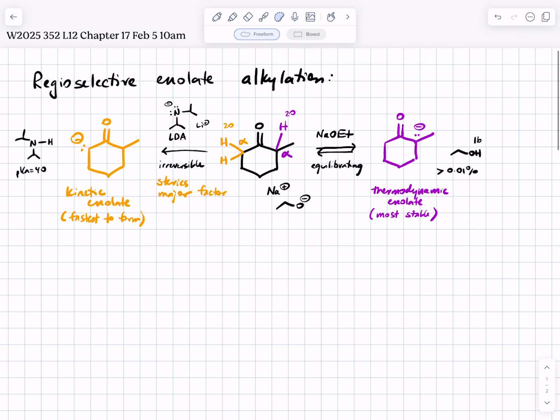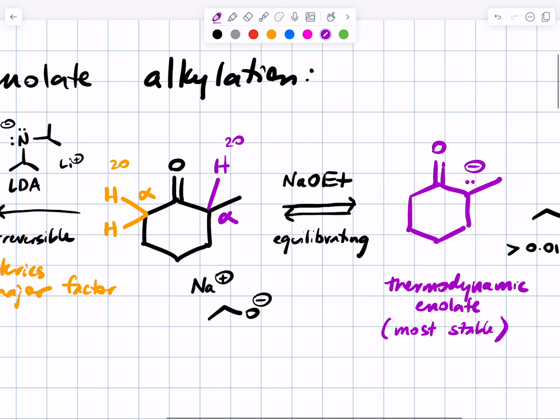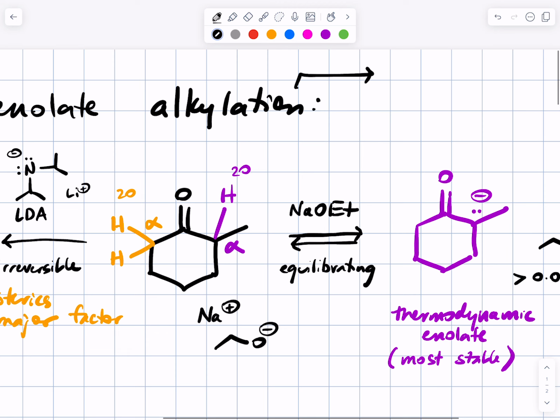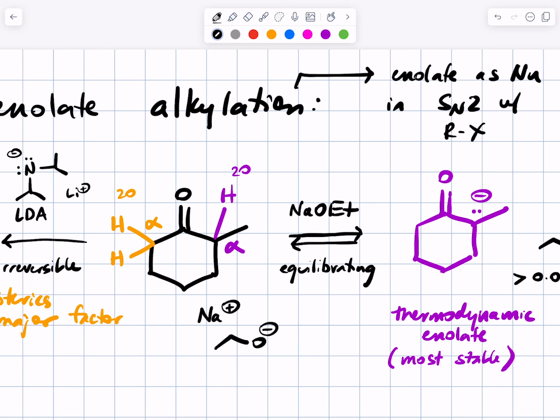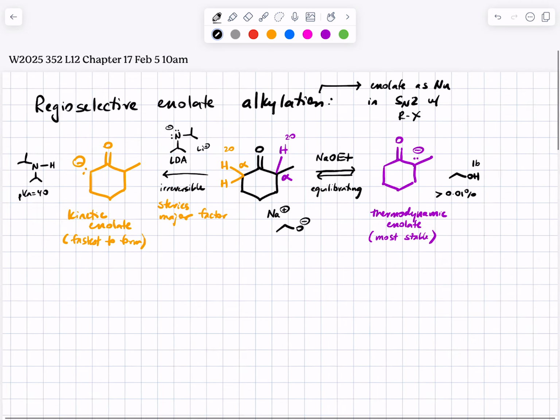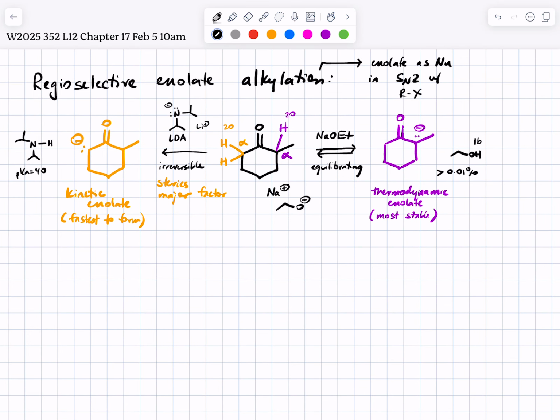The title above says enolate alkylation. What do we mean by enolate alkylation? We're going to use the enolate as a nucleophile in an SN2 reaction with an alkyl halide as an electrophile. This part won't be new because you've seen SN2 reactions before tons of times with alkyl halides as electrophiles. The only difference is you're using the enolate as a nucleophile. But notice what a difference that makes.